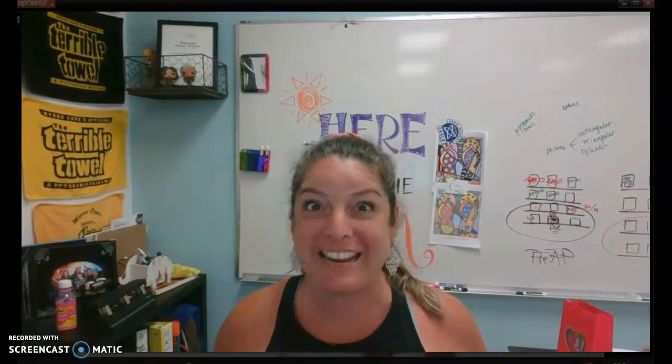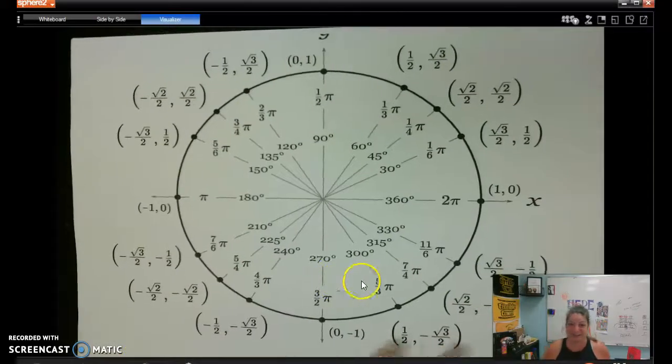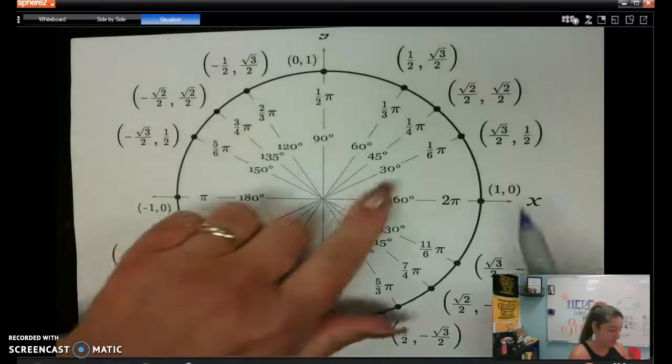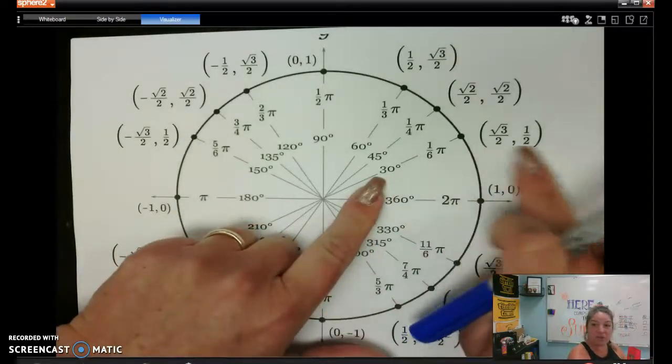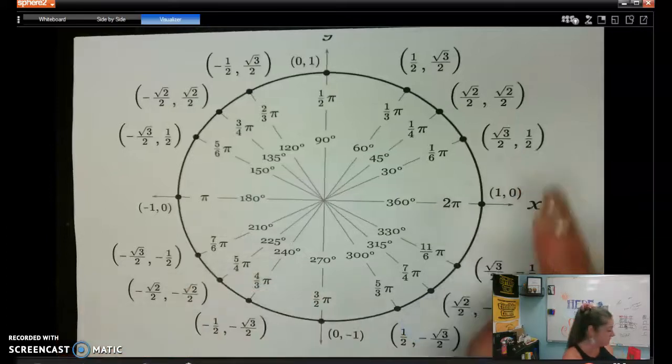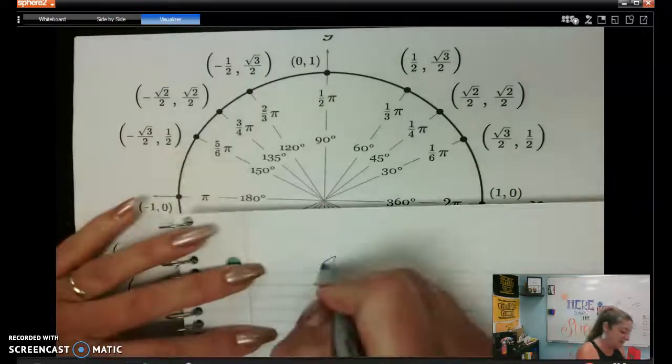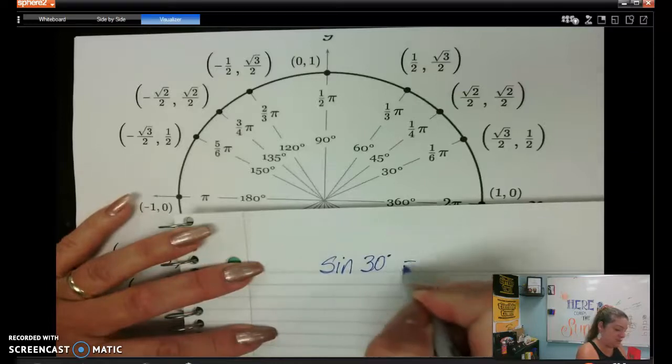First of all, I printed out my favorite thing ever, the unit circle. And so if you remember, okay, the trig functions are sine, cosine, tangent. And if you can also remember, sine is y, right? Cosine is x. Tangent is y over x, okay? So if I said to you, hey, what is the sine of 30 degrees or the sine of pi over 6? You're going to go to that angle and look at the y value, okay? So the sine of 30 degrees is 1/2.